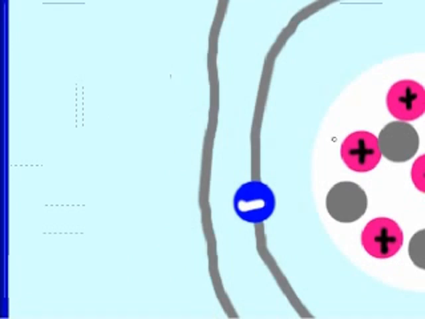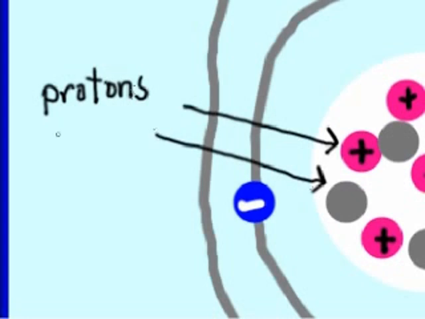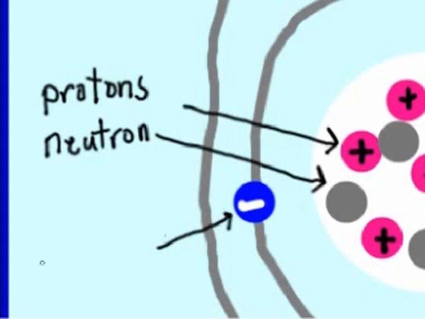Okay. The structures here that have a positive charge are called protons. The structures here which have no charge at all, these are called neutrons. And notice that they're both on the interior of the atom. And this structure here that has a negative charge, it is called an electron.